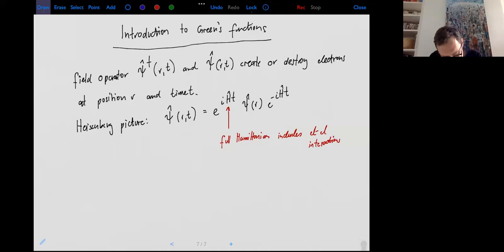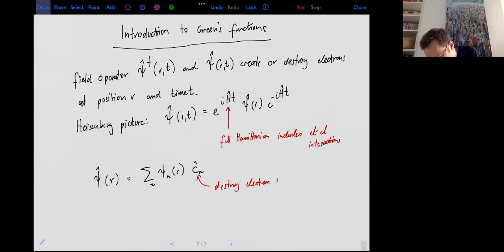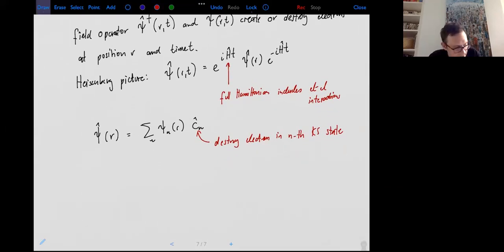It turns out that we can express the field operators in the following way. So psi of r can be written in terms of the Kohn-Sham orbitals, and these operators basically destroy an electron in the nth Kohn-Sham state. And these other objects are just the Kohn-Sham wave functions that you get out of your DFT calculation.